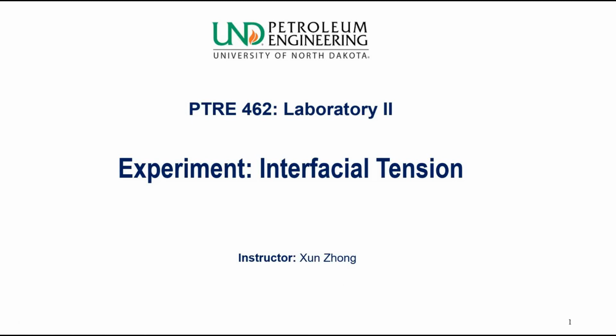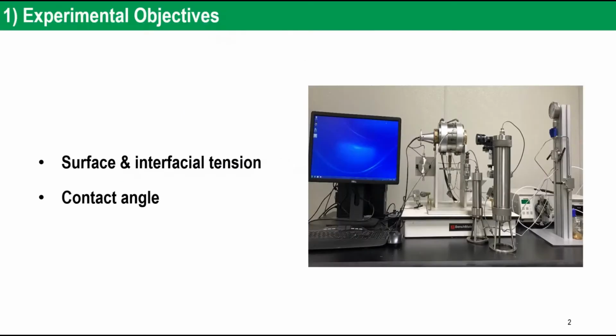Hello and welcome to Lab 2. Today we will discuss how to do the interfacial tension measurement. The applied setup is called a pendant drop tensiometer, which can also be used to measure the surface tension and contact angle.